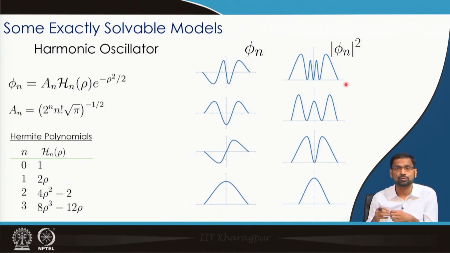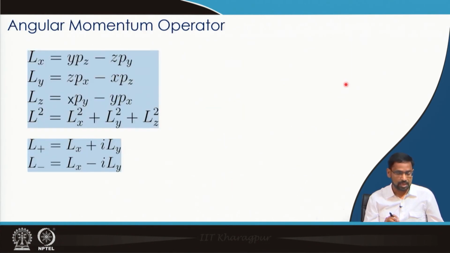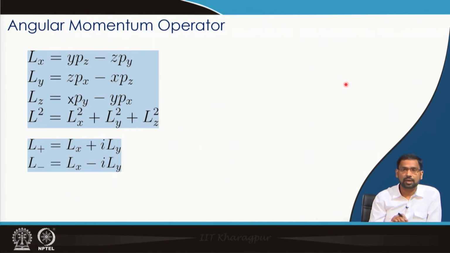This also contributes to the Franck-Condon factor. So, these are some of the salient features of the harmonic oscillator problem. Now, before we go further looking at some of the results of exactly solvable models, let us take a pause and start looking at a very important operator and its eigenfunction.